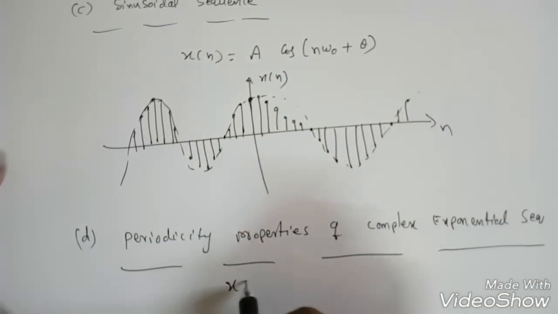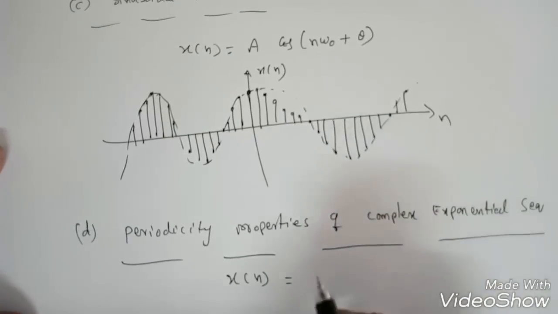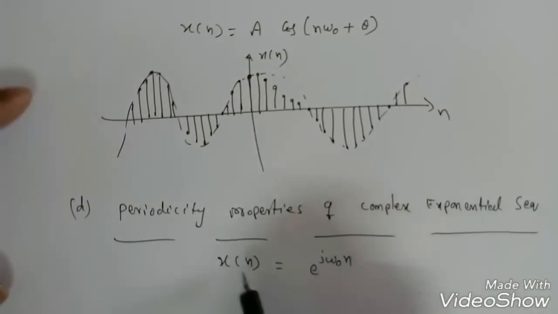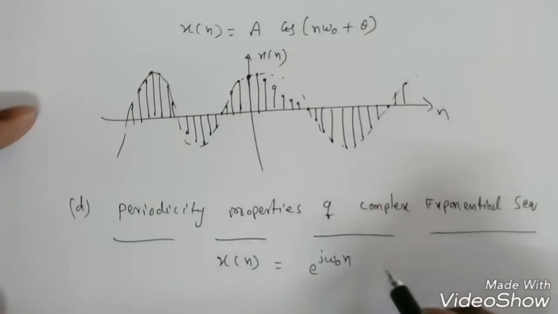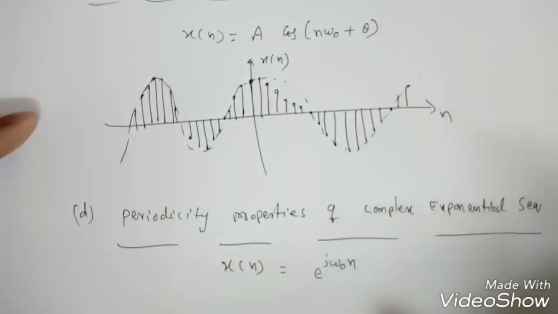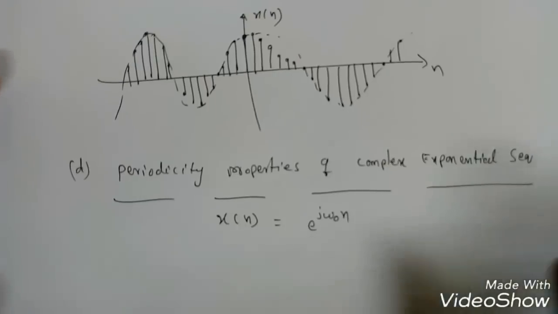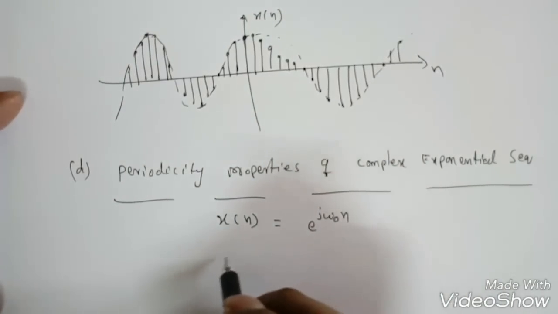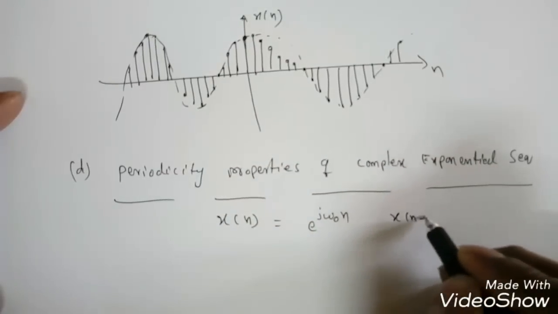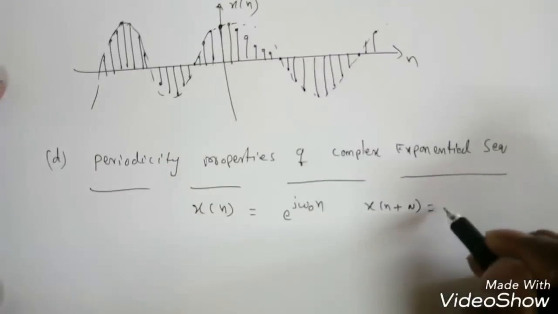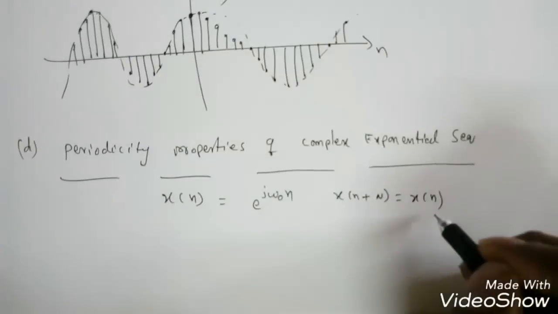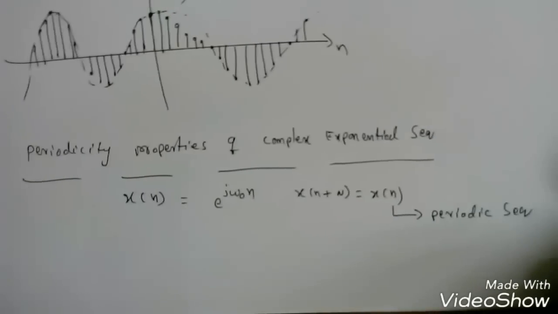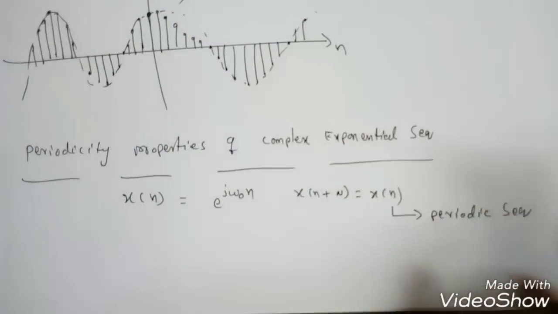So if I take x of n equal to e power j omega naught n, this is the important one. This sinusoidal sequence, this complex exponential sequence, are generally periodic in nature, right? So it is periodic in nature. Now how to find that period? Suppose we know the property x of n plus N, if it is equal to x of n, then we can say x of n is a periodic sequence. Now this we have to prove.